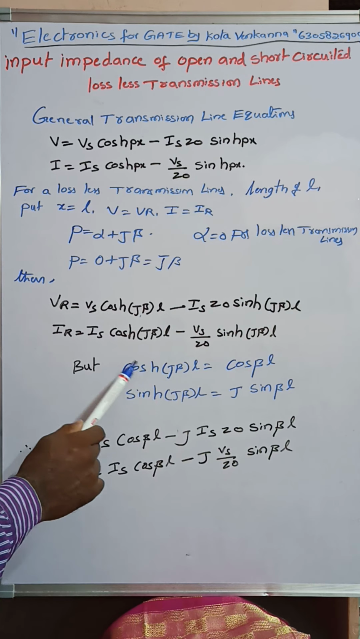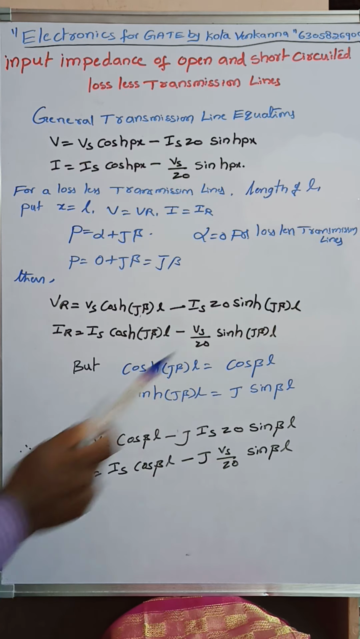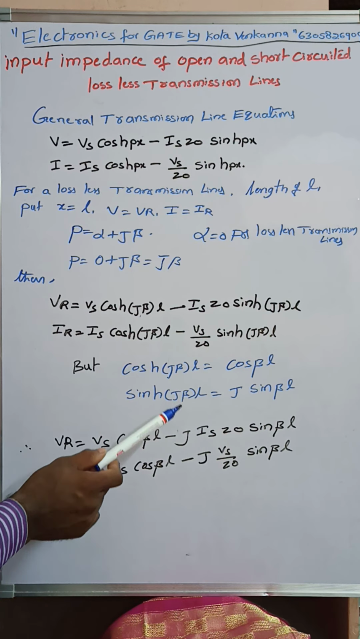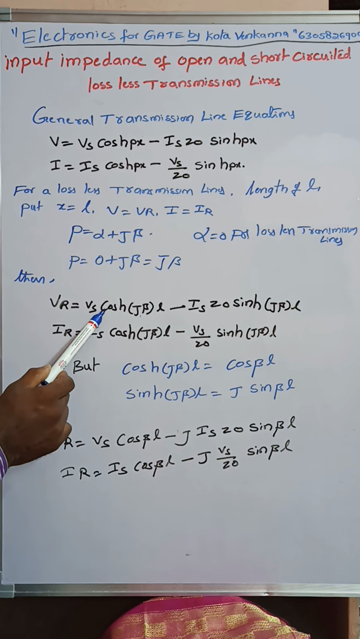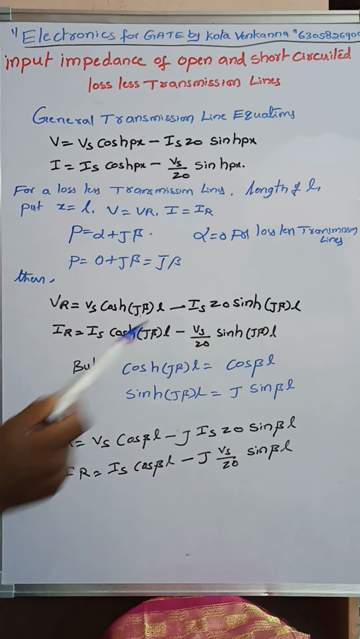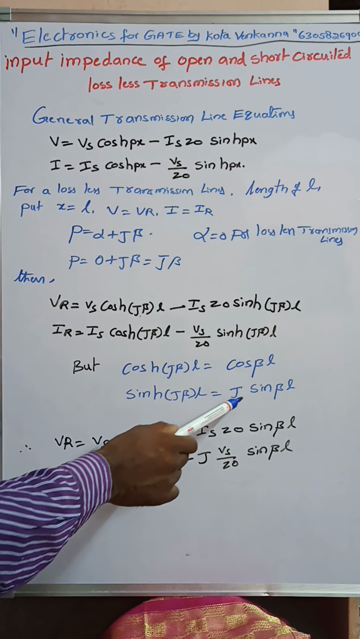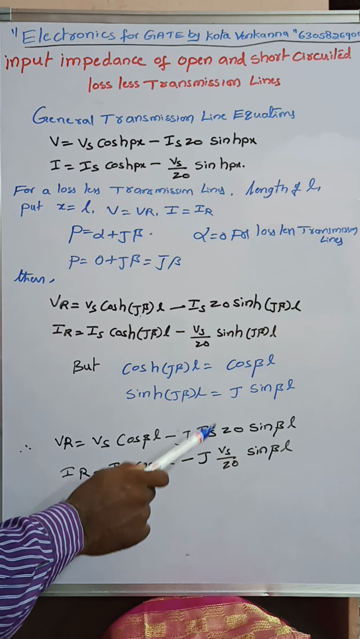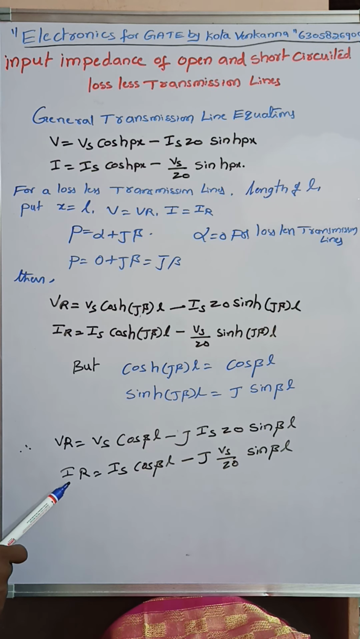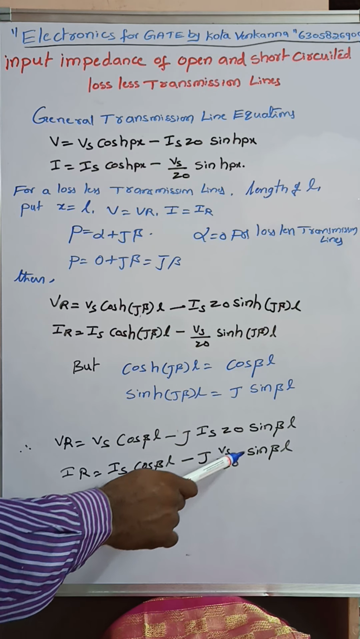But hyperbolic cosh(j beta L) is equal to normal cos beta L. Similarly, sinh(j beta L) is equal to j sin beta L. So we substitute cos beta L and j sin beta L. Then the equations become VR is equal to Vs cos beta L minus j Is Z0 sin beta L, and IR is equal to Is cos beta L minus j Vs by Z0 sin beta L.